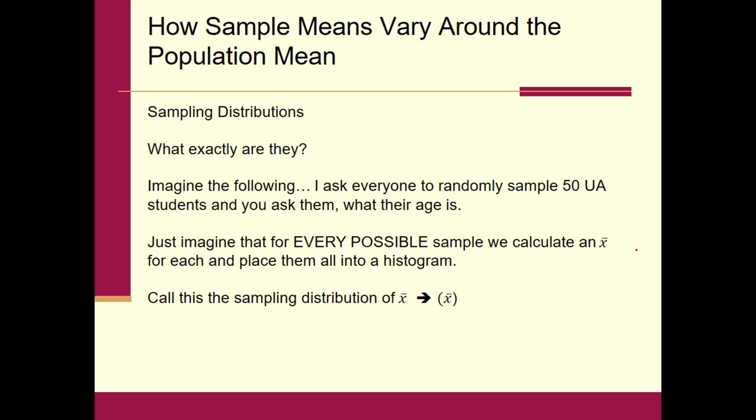So when you calculate an x-bar for every possible sample and put them all into a graph someplace, you've calculated the sampling distribution of x-bar. I notice here I put a little arrow with this x-bar in parentheses. That's a symbol that we use a lot in statistics. Anytime you see an x-bar in parentheses like that, that is standing for the sampling distribution of x-bar. You're going to see that throughout the presentation, so let's try to get used to that notation. That'll help save typing that out a tremendous number of times.